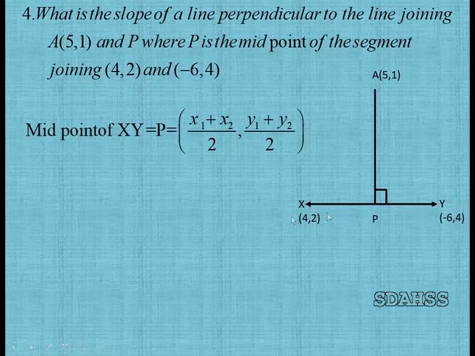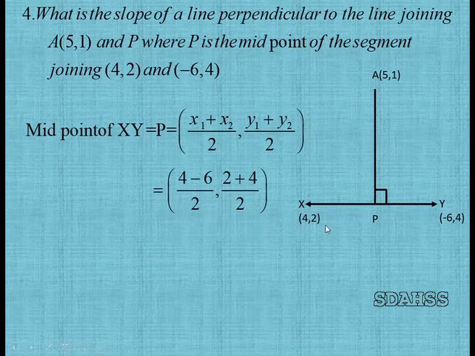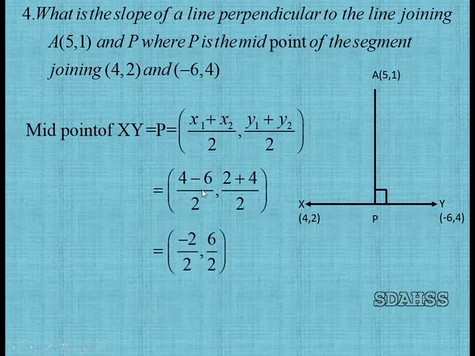First find the midpoint. We know that midpoint is equal to x1 plus x2 by 2 comma y1 plus y2 by 2. This is x1 y1 and this is x2 y2. Substitute the values. So 4 minus 6 by 2 comma 2 plus 4 by 2. 4 minus 6 means minus 2 by 2 comma 2 plus 4 means 6 by 2. Cancel the numerator and denominator by 2. So we will get minus 1 comma 3. This is the midpoint of XY.